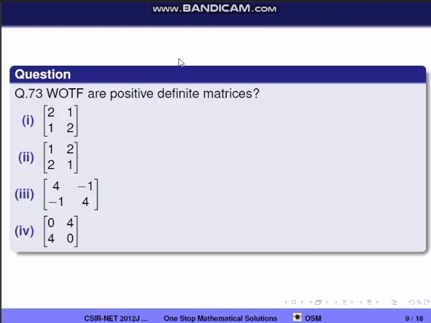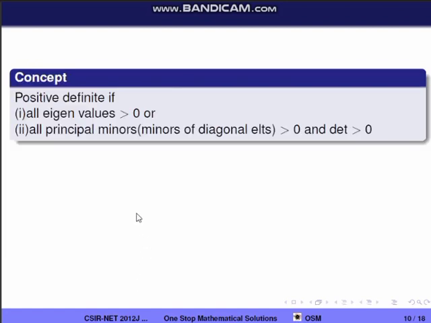From this question onwards, we'll be moving on to the part C questions, that is, those with more than one correct option. First question, question 73. Which of the following are positive definite matrices? We are given 4 matrices, and we have to find which of them are positive definite. So let us look at the concept first of all. Positive definite means either all eigenvalues are greater than 0, or all principal minors are greater than 0. Principal minors means the minors along the diagonal elements should be greater than 0 and the determinant should be greater than 0.